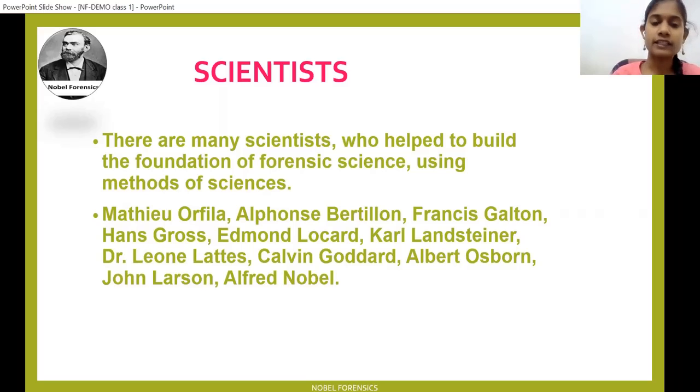Then John Larson invented lie detection techniques and used them for the first time. Then Alfred Nobel was the father of explosives, because he discovered dynamite, which is an explosive. Father of explosives, okay, Alfred Nobel, because he discovered dynamite.